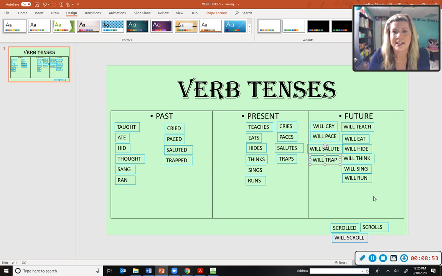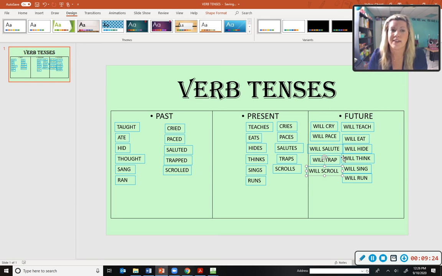Okay? And the last verb, scroll. Scroll meaning to go up and down where one thing disappears and another one appears. So scroll, the past tense would be scrolled. Present tense, scrolls. And future, will scroll. Okay, so now we've sorted all of our verbs.